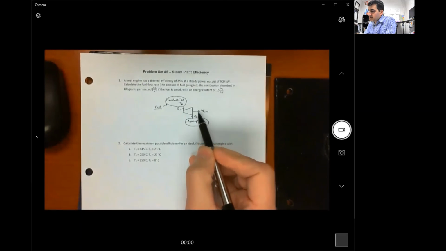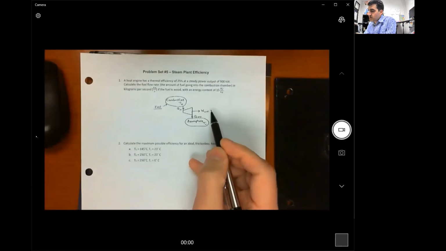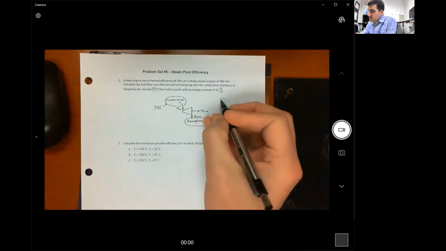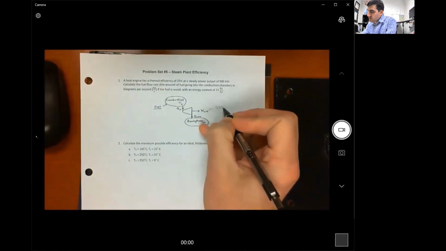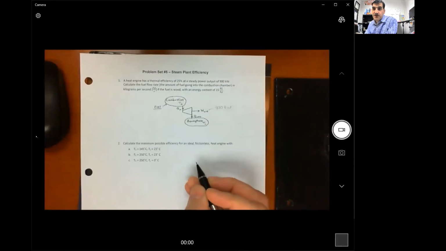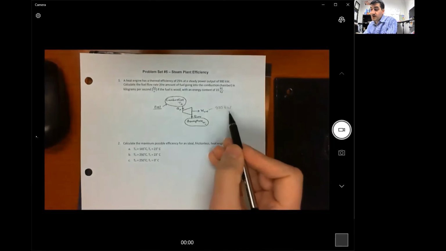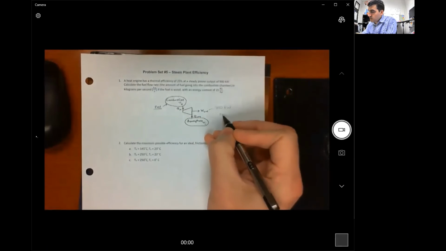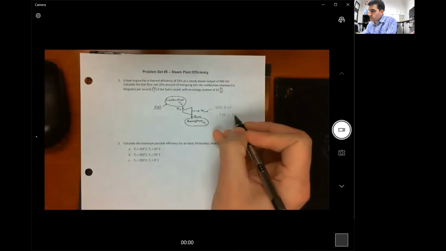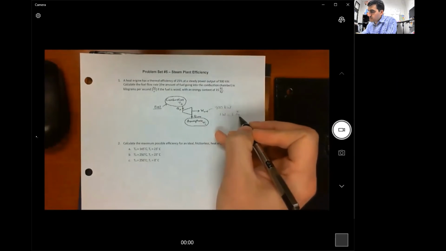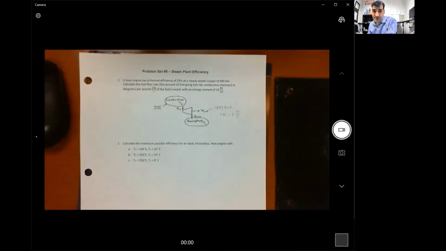And it has a steady power output of 900 kilowatts. What's the output? Well, that's this. That's our work right here. So this is 900 kilowatts. It also might be worth remembering, what is a watt? 1 watt equals 1 joule per second. Remember that definition. That will probably be helpful for you in this problem.